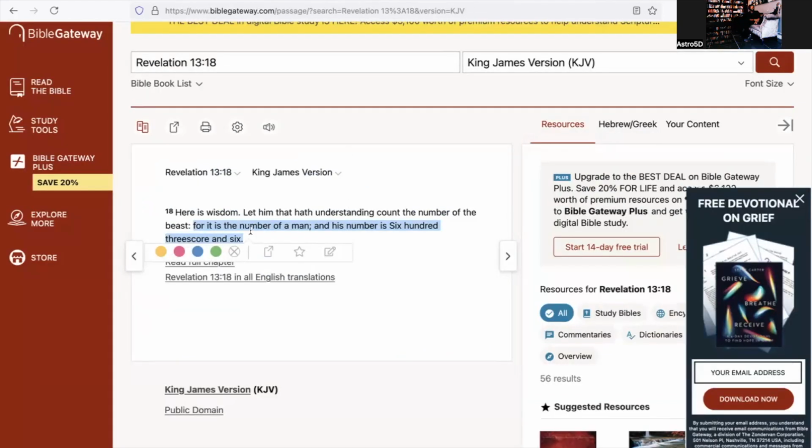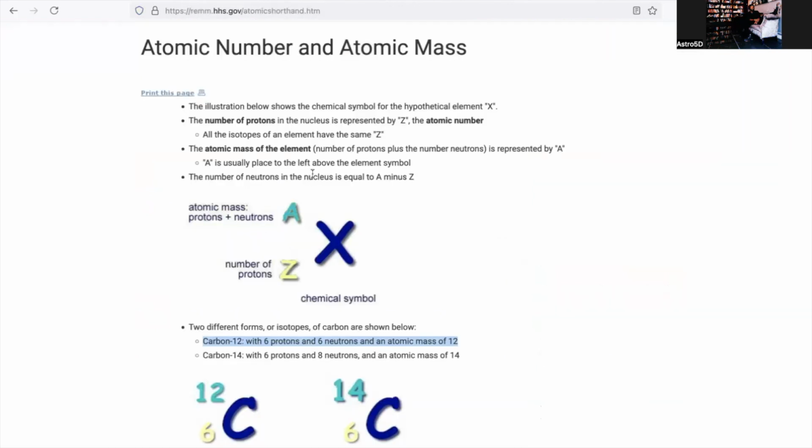For it is the number of a man, and his number is 600. Man, come on. Carbon 12.